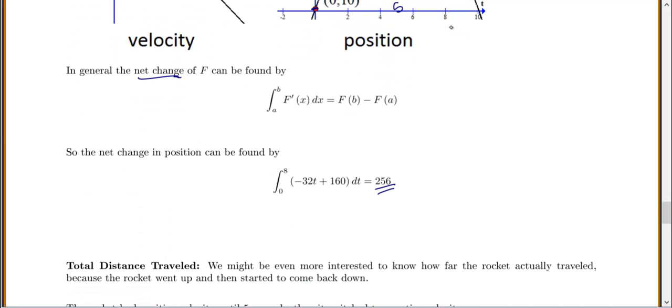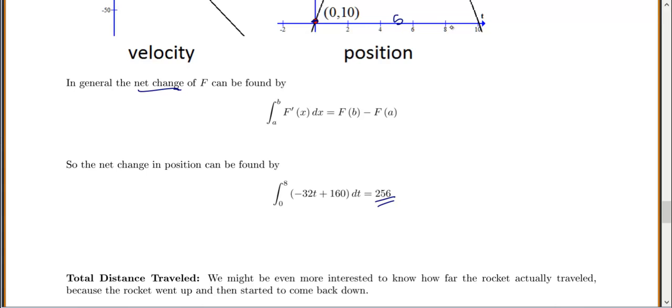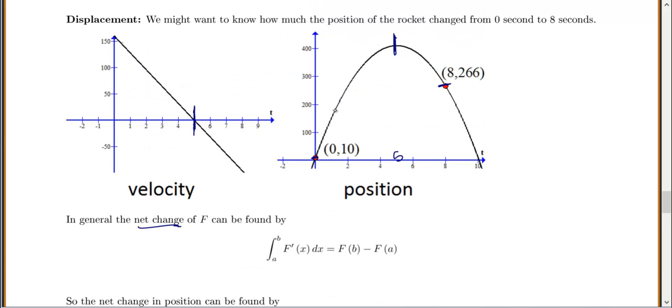But that's just kind of how much I changed between those two times. Notice how my rocket went up, and then my rocket started going back down. So from here to here, it traveled almost like 400 feet, and then it went back down, so it traveled kind of up 400 and then back down over 100. So all told, about 400 plus 150, it traveled maybe 550 feet total from 0 to 8 seconds. So how would we actually find that mathematically?